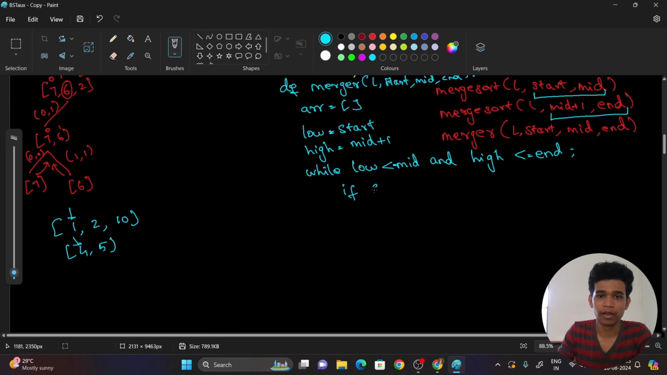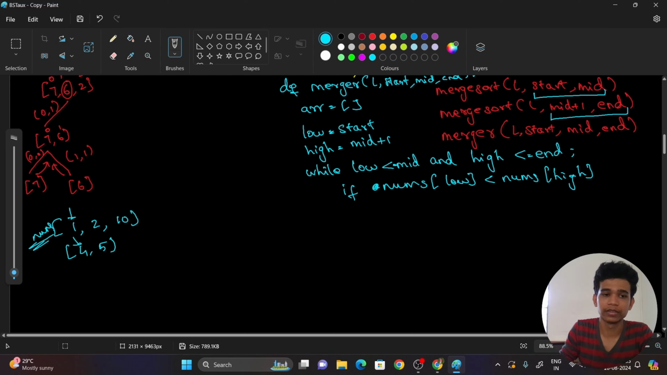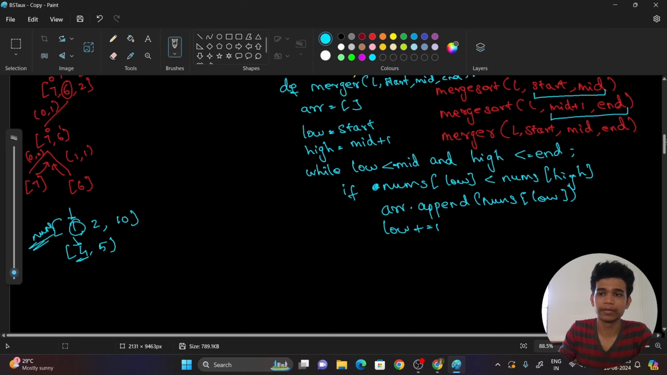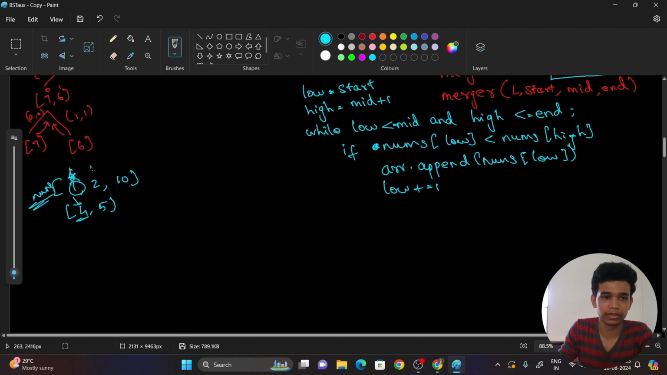Let us take this array as nums. If nums of low is less than nums of I, which means this value is less than this value, then what should I do? I should take my low value to be inserted in the ARR. So ARR dot append of nums of low. Now low plus equal to 1. I'm just updating my low with the next pointer.